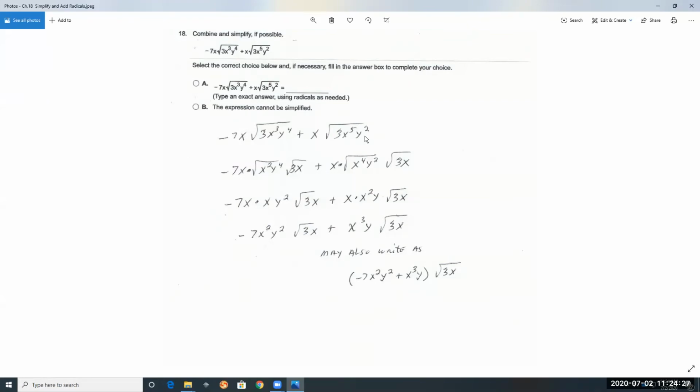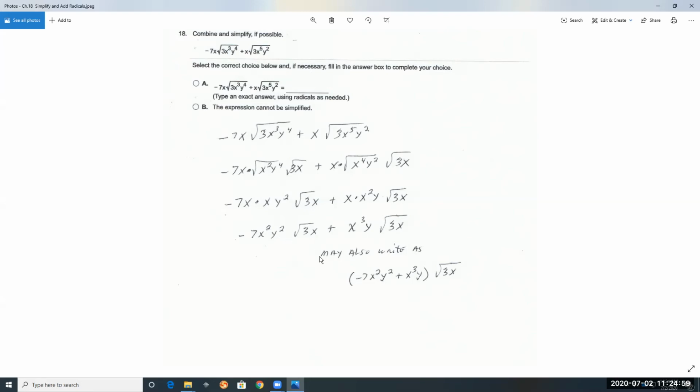For the second radical, we're going to break this radicand into x to the fourth y squared times 3x. The square root of in this radical is x squared y for a total product of x cubed y square root of 3x. That's a good answer because we're not really able to add the literal parts of this problem together because x cubed y is different than x squared y squared.